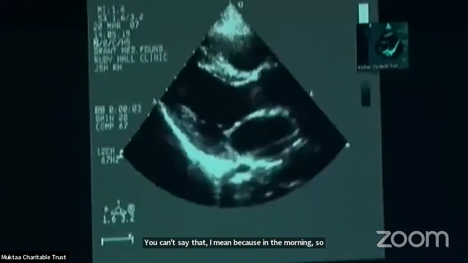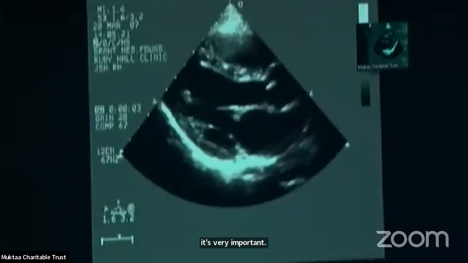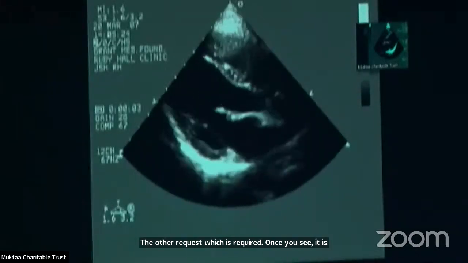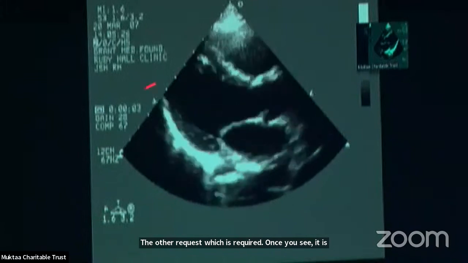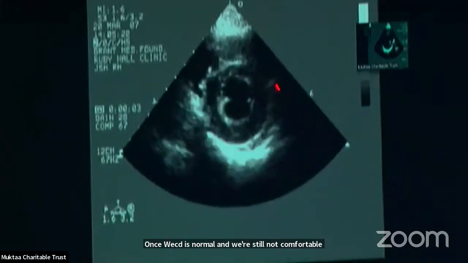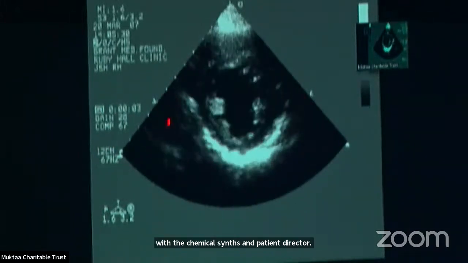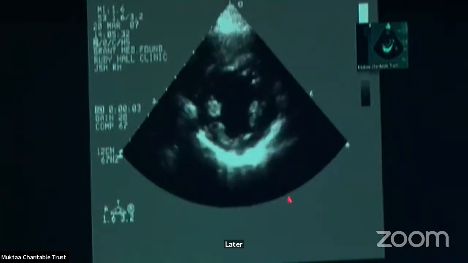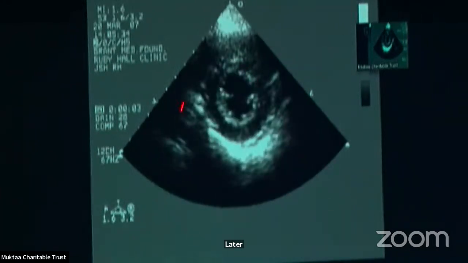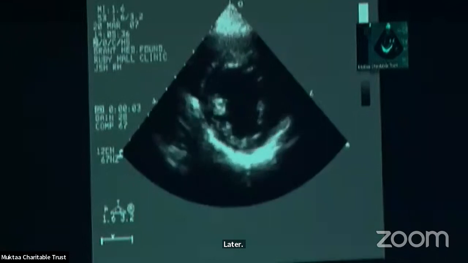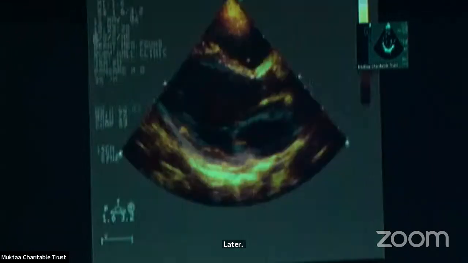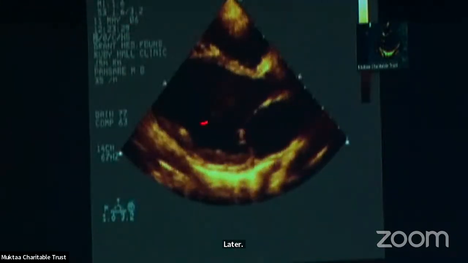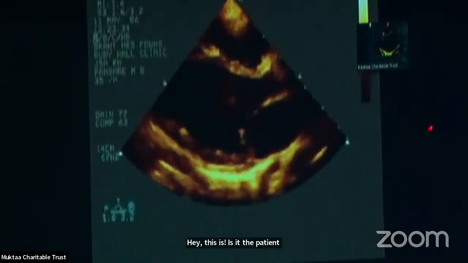Another test which is required once the ECG is normal and you are still not comfortable with the clinical symptoms and patient character: get a 2D color Doppler done. This is a patient with a normal echocardiogram. This is the left ventricle. Now this is a patient where the ventricle is not pumping at all. This is a patient with diabetic cardiomyopathy.